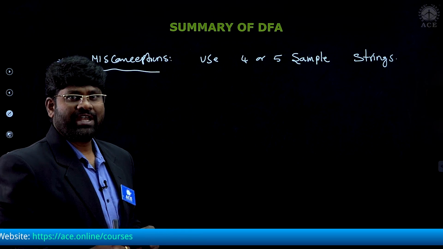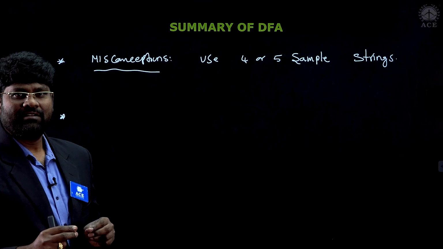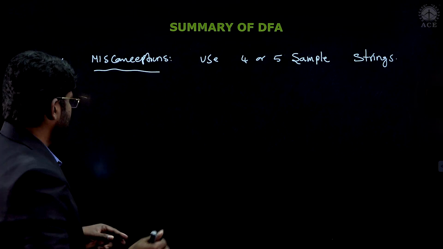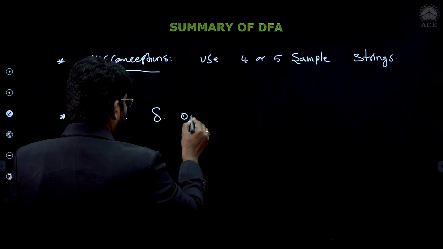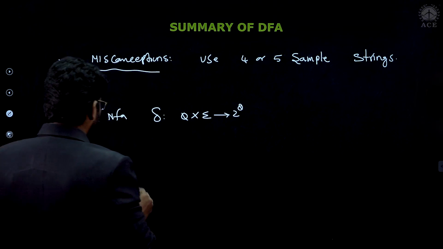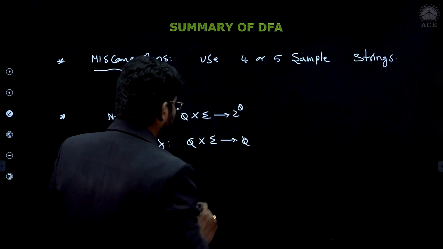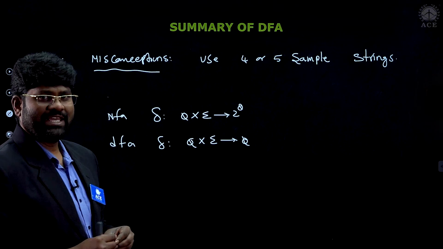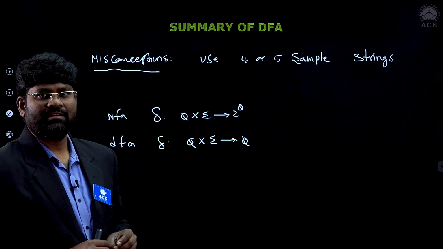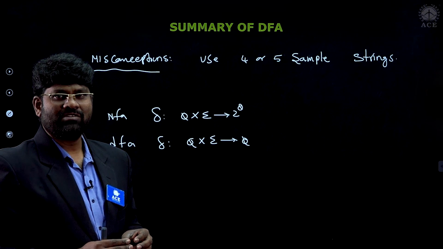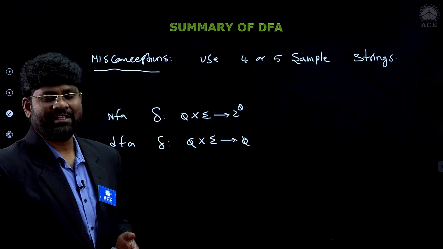Then another point I am suggesting here. DFA and NFA have many similarities. The only difference is in terms of delta. In case of NFA, delta is Q cross sigma gives 2 power Q, whereas in case of DFA, delta is Q cross sigma gives exactly Q. So that's the difference. Now, what is the conclusion you can say here? Your NFA can have 1 or more, but DFA can have exactly 1. Indirectly, you can say that every DFA is also a kind of NFA, but every NFA is not necessarily a DFA.